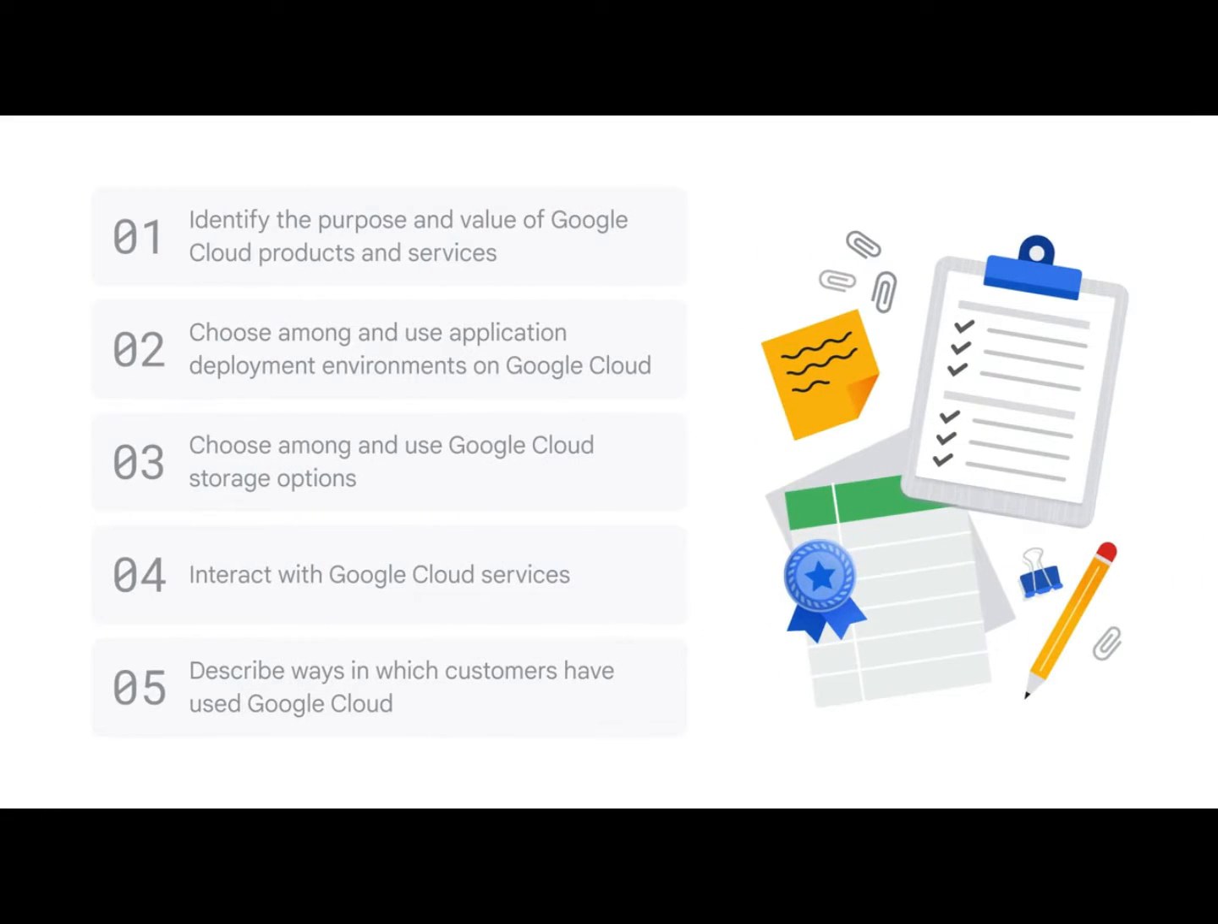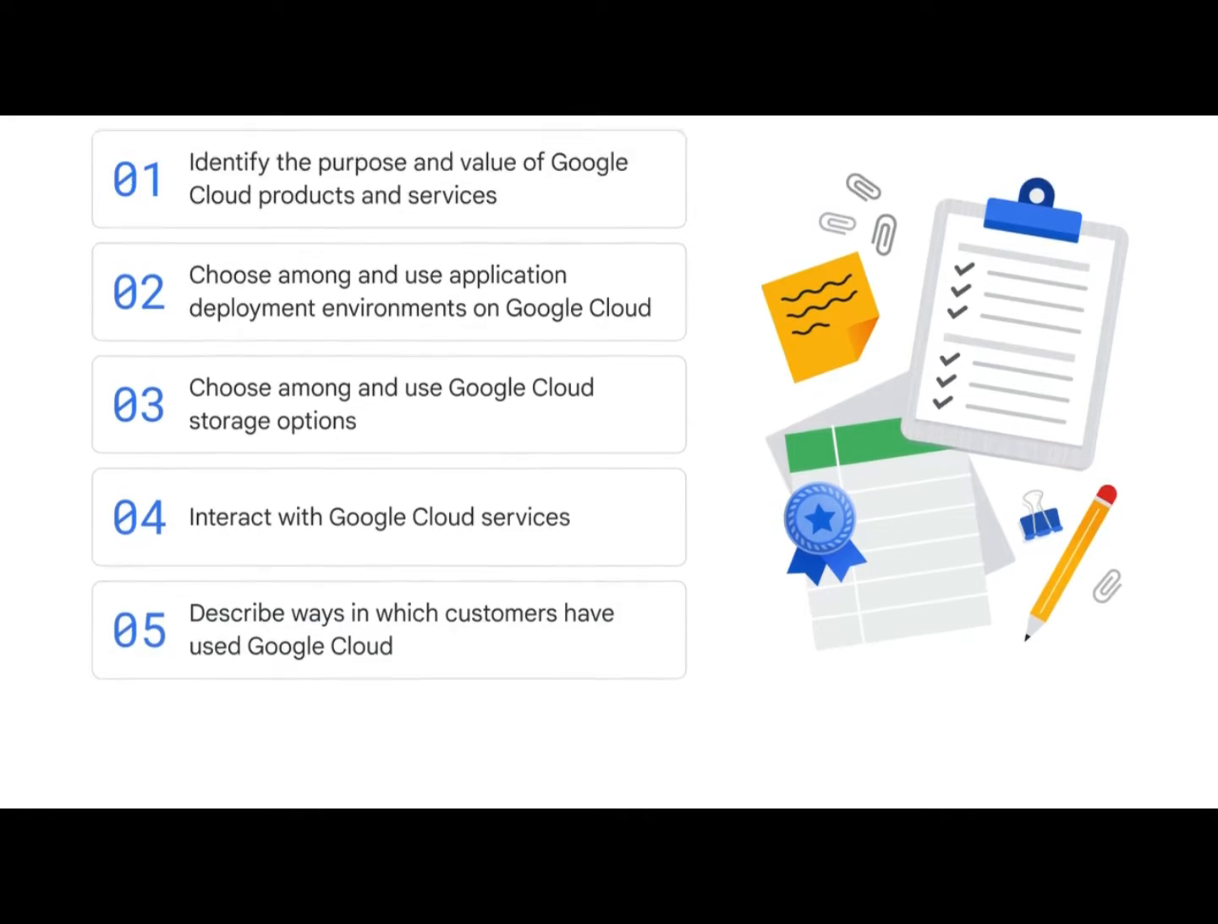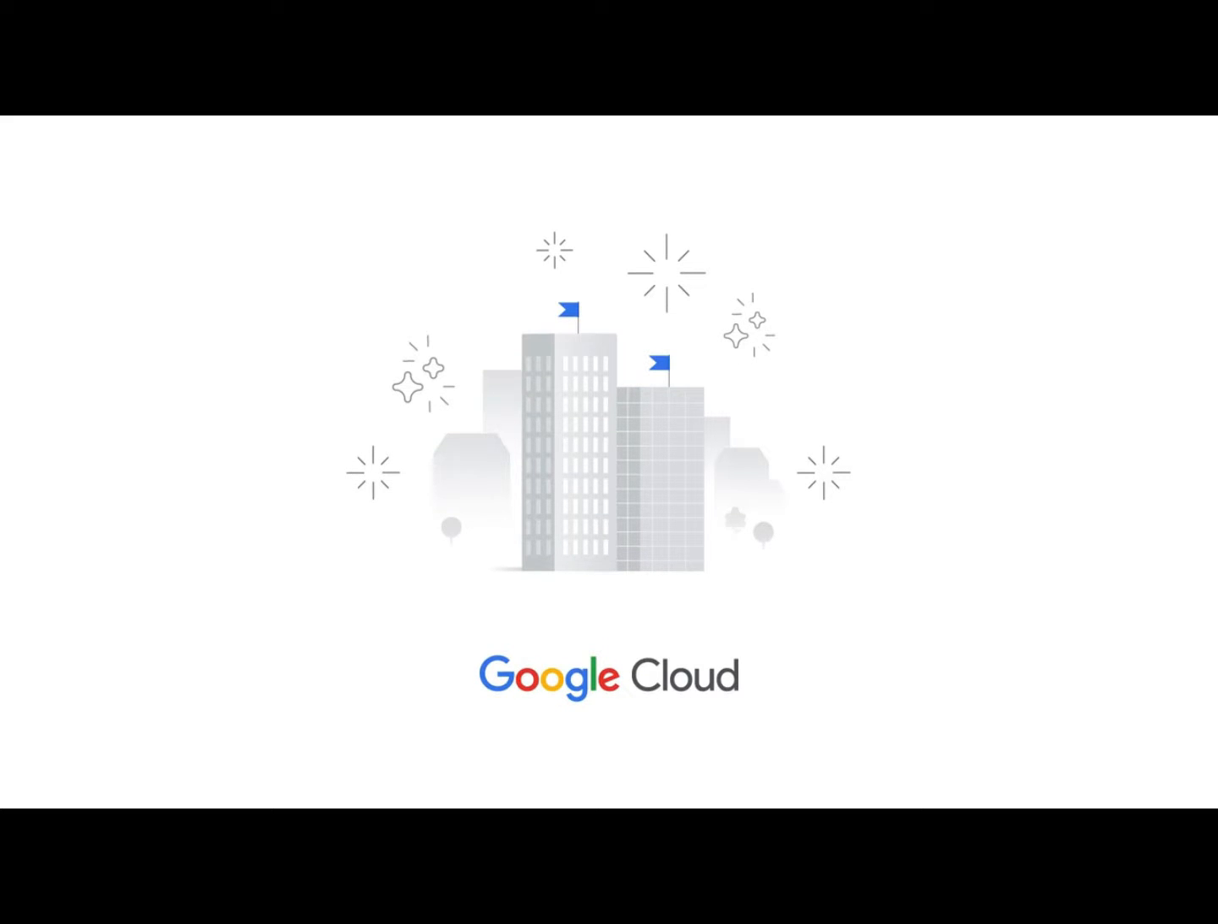There are 5 key learning objectives that we're hoping to achieve. By the end of this course, you should be able to identify the purpose and value of Google Cloud products and services, choose among and use application deployment environments on Google Cloud, like App Engine, Google Kubernetes Engine, and Compute Engine, choose among and use Google Cloud storage options, like Cloud Storage, Cloud SQL, Cloud Bigtable, and Firestore, interact with Google Cloud services, and describe ways in which customers have used Google Cloud. Okay, all set? Let's begin.